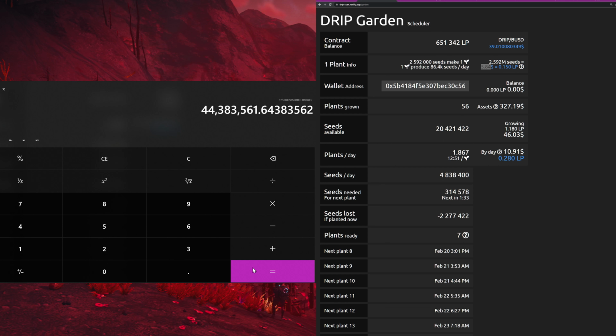And so to get that, now we're going to divide this gigantic total seed amount by how many seeds one plant makes. Now, the amount needed to make a plant and the amount of seeds each plant drops stays the same. So those two amounts are constant. The only thing different is this LP token value, which will also change our plant value. So it's 86,400. Yep, so we need about 513 plants.